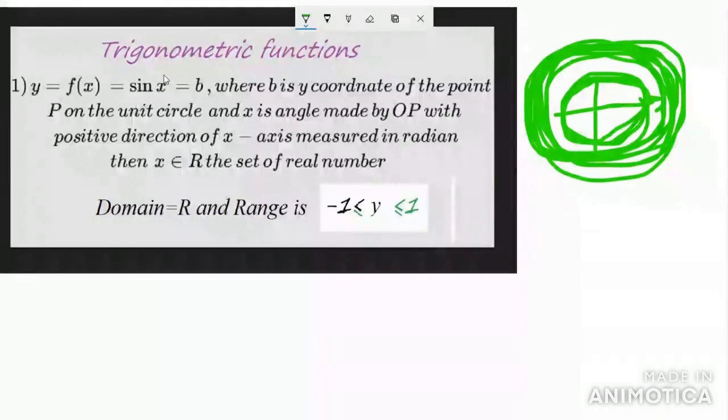Here x is a real number, where x is measured in radian, and sin x is defined for all real numbers, because it is a point on the unit circle. Whatever may be the value of x, there is a point on the unit circle, and the y coordinate of the point is defined, and sin x is defined for all real numbers.